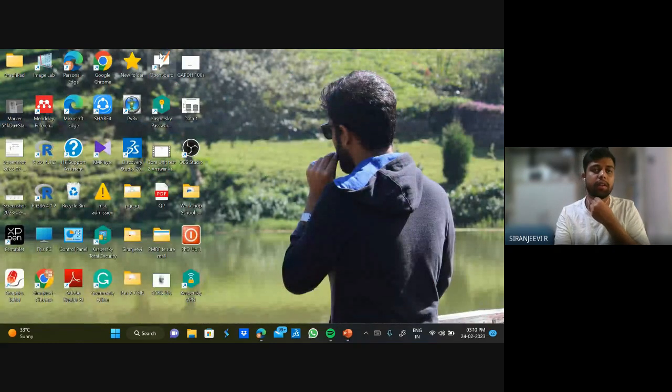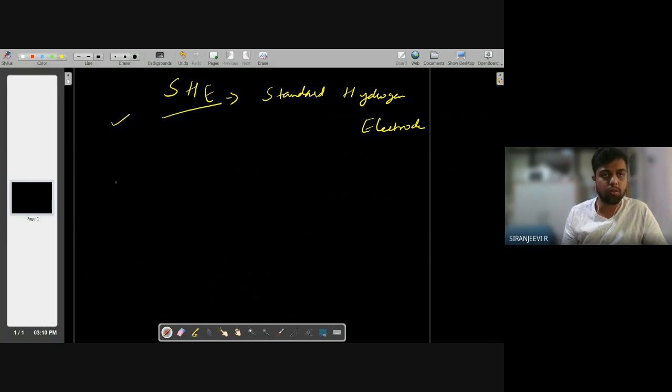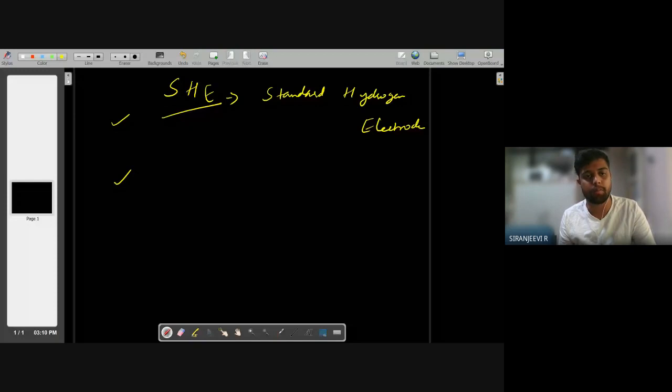The one topic I didn't cover is the standard hydrogen electrode. Already the professor has covered it, but I just wanted to help you with the important things that you have to remember in this topic. Then one of the students asked me in the doubt clearing section how, with K+ and Na+ ions, we calculate the membrane potential. So these are the two topics I'm going to cover today. Then we will go for the assignment questions.